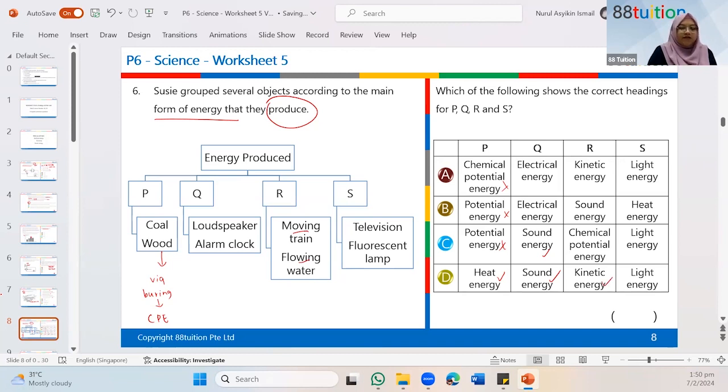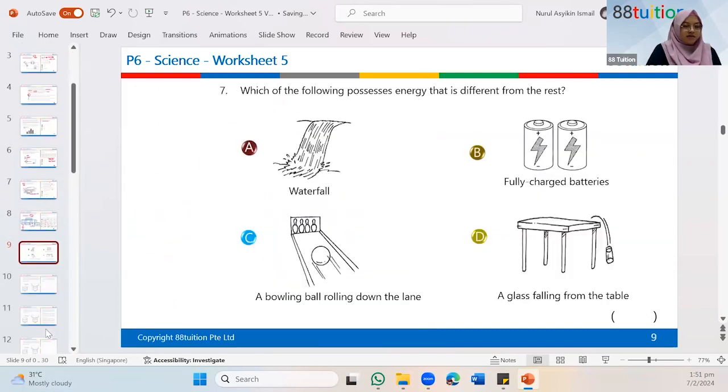Okay, lastly, television, fluorescent lamp. These two give off light energy. Okay, so answer here D. This question I think needs to be read carefully, right? Because we cannot be tricked by what they want. Okay? Okay, let's look at question number 7.